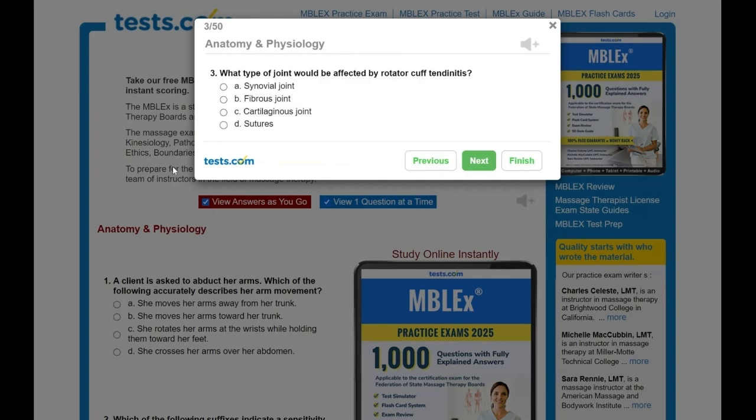Question 3. What type of joint would be affected by rotator cuff tendinitis? A. Synovial joint. B. Fibrous joint. C. Cartilaginous joint. D. Sutures.